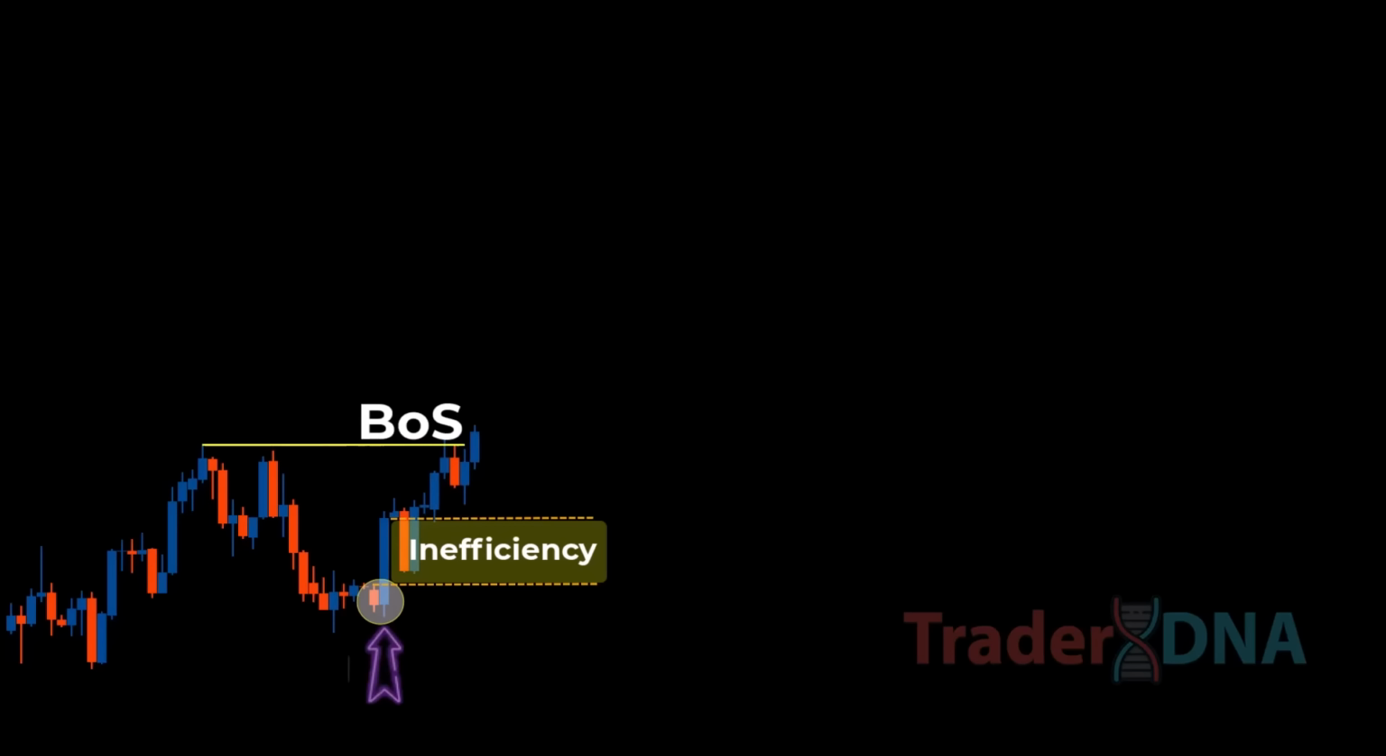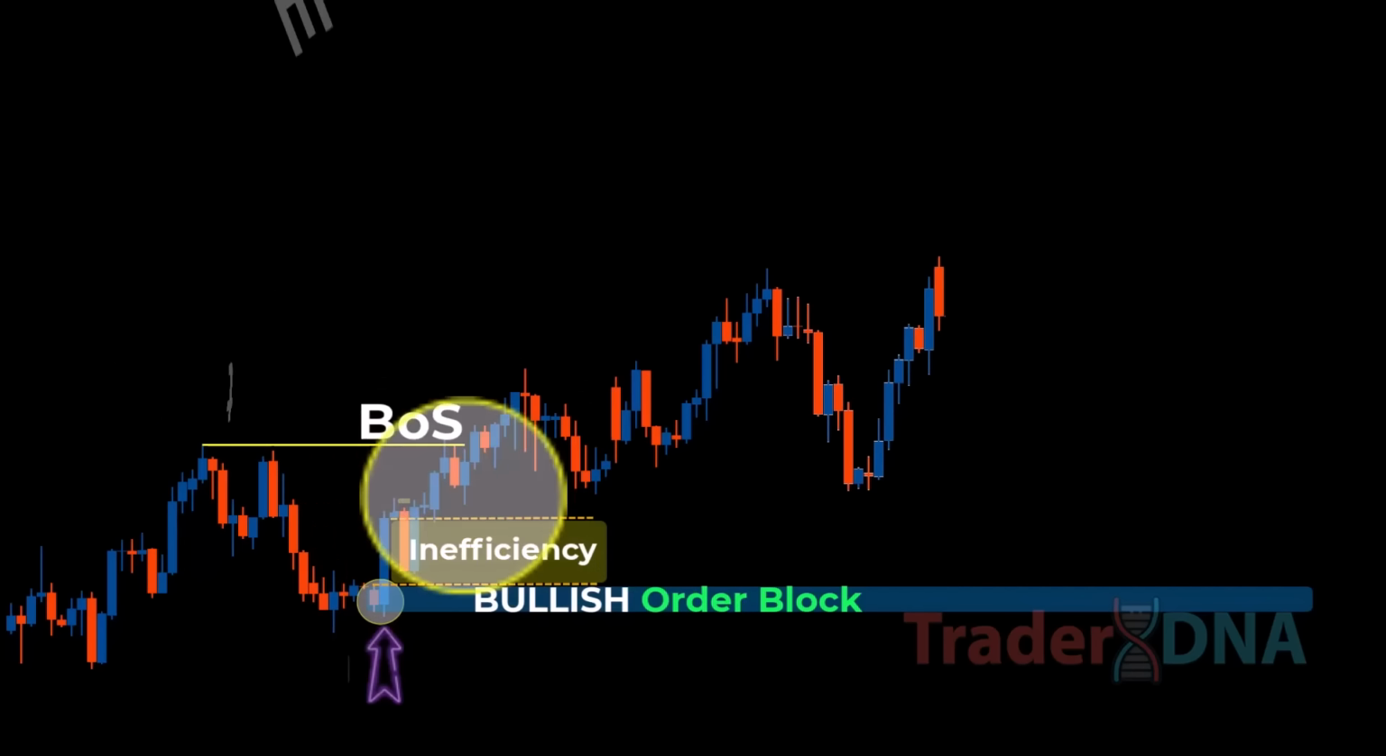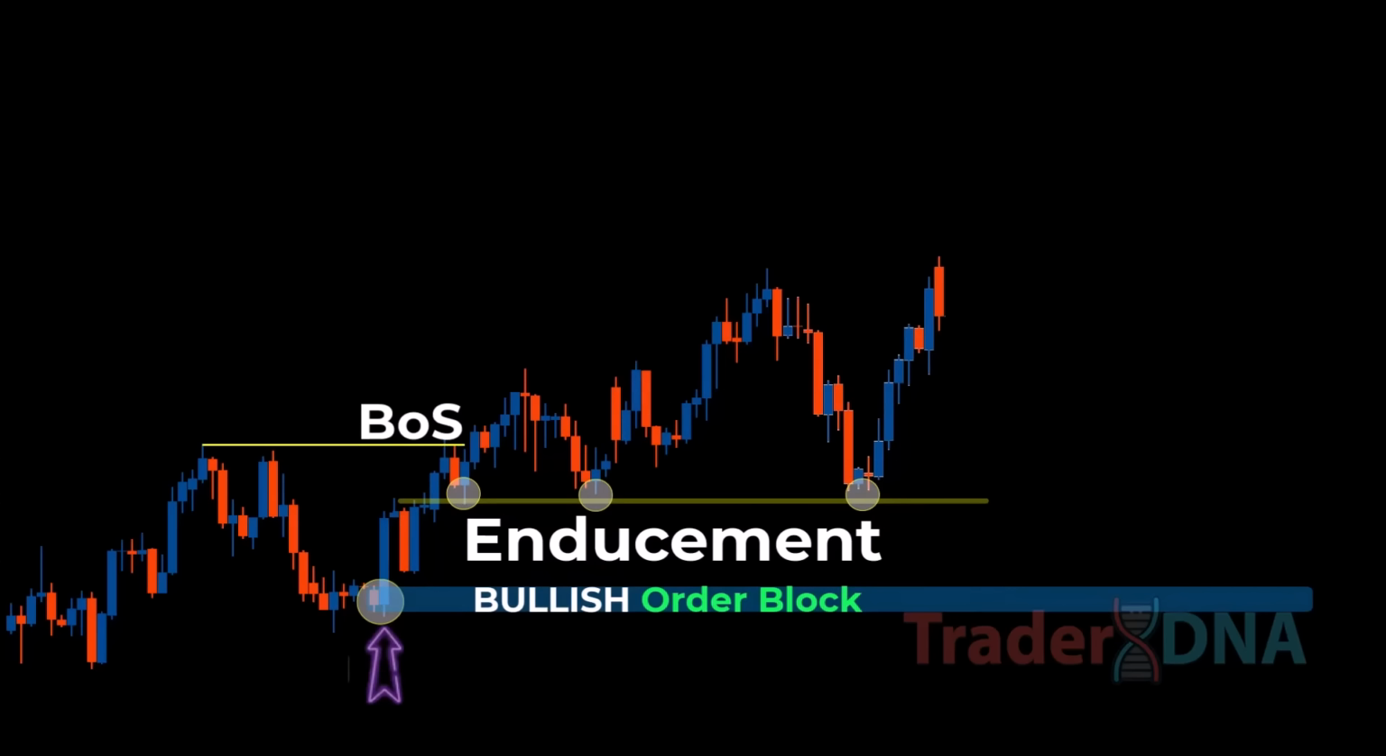Now let's look at a real example. Price surges upward, creates inefficiency, and breaks structure. That confirms a valid order block. After that move, we see an inducement zone with multiple rejections at a support level, with a major order block below and a minor support level near it. This sets up a potential inducement trap.